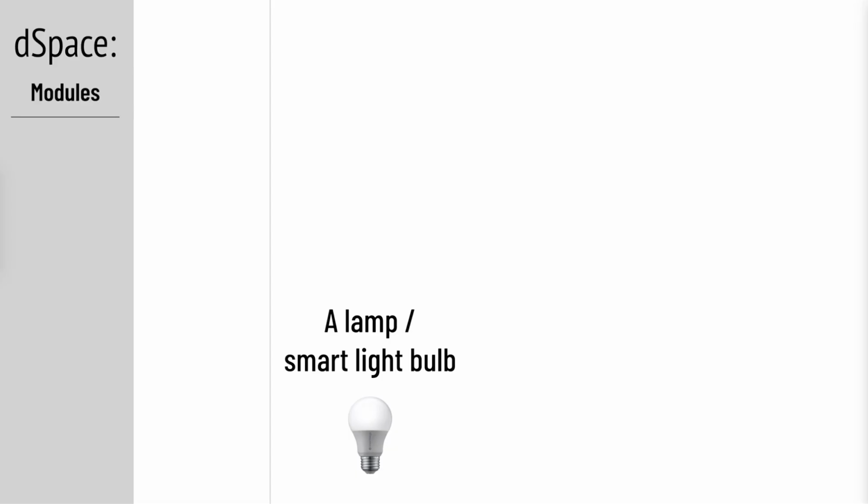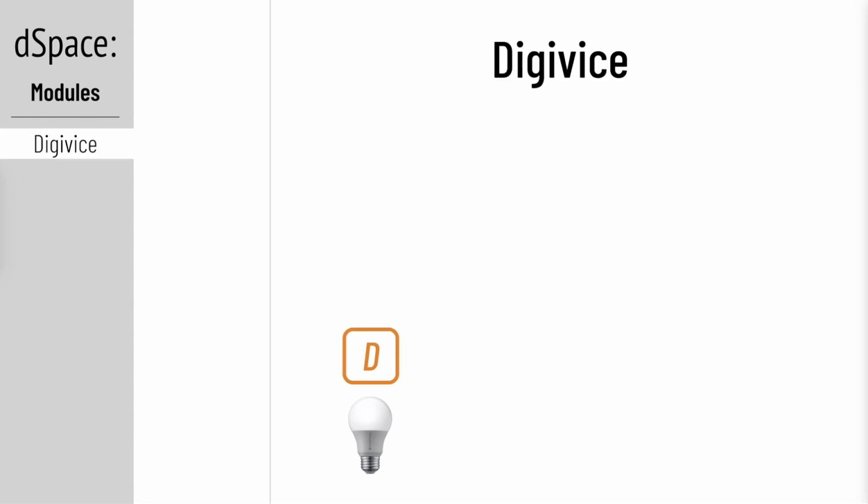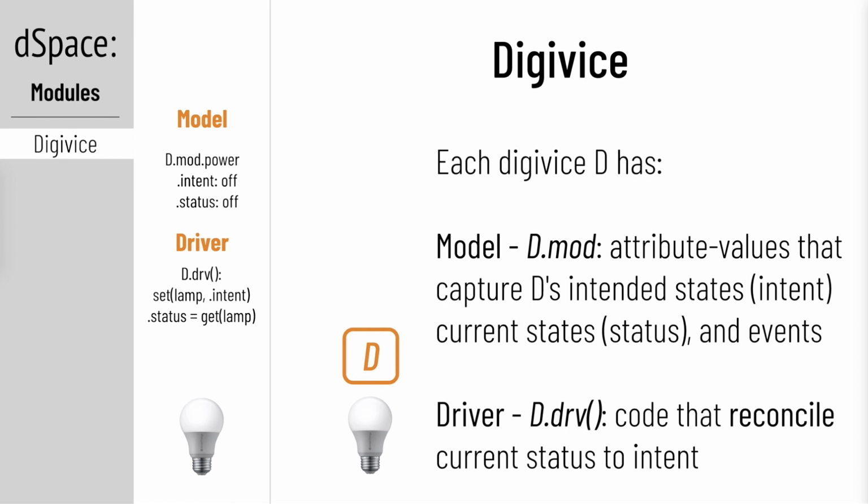To begin with, here is a smart light bulb, which is common in today's market. In dSpace, we abstract away and represent each physical device as a digivice, where internally, each digivice has a model and a driver. The model is a set of attribute value pairs that can capture the device's intended states and its current states. And the driver, that is a piece of code, will take action to make the target states happen.